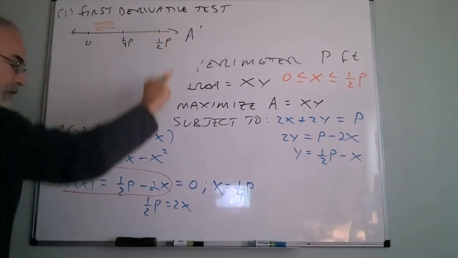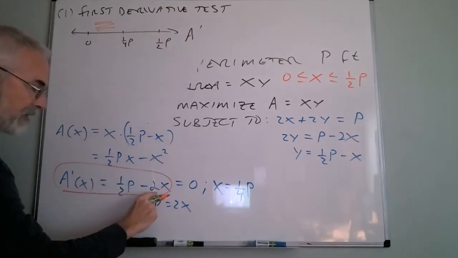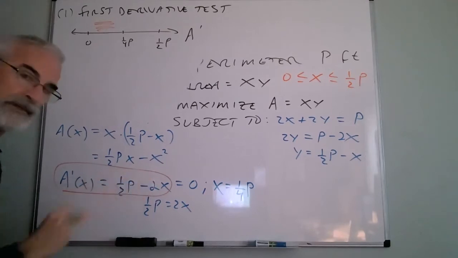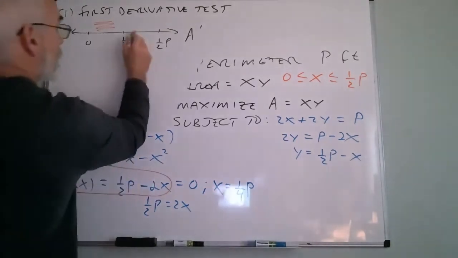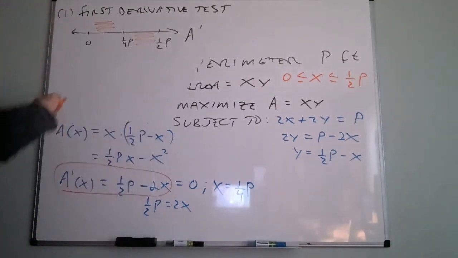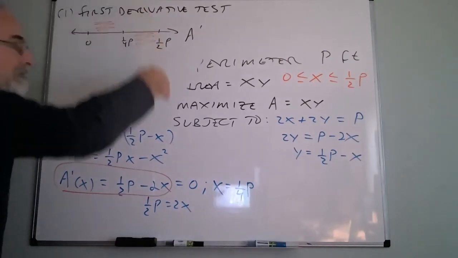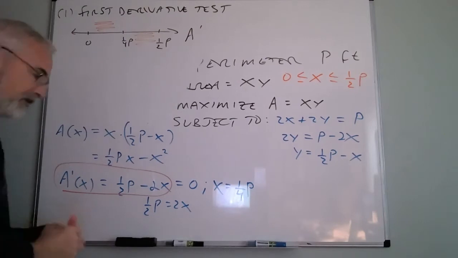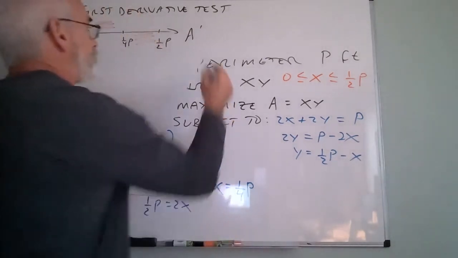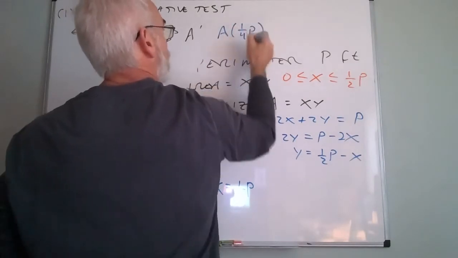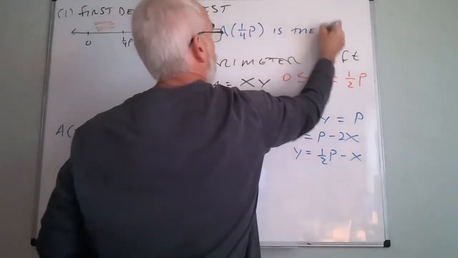If I pick a value really close to 1/2 p, then 2 times it is going to be closer to p, and I'd have 1/2 p minus close to p. That's going to be negative. This says I was increasing, horizontal tangent, decreasing. That means that A of 1/4 p is the maximum.